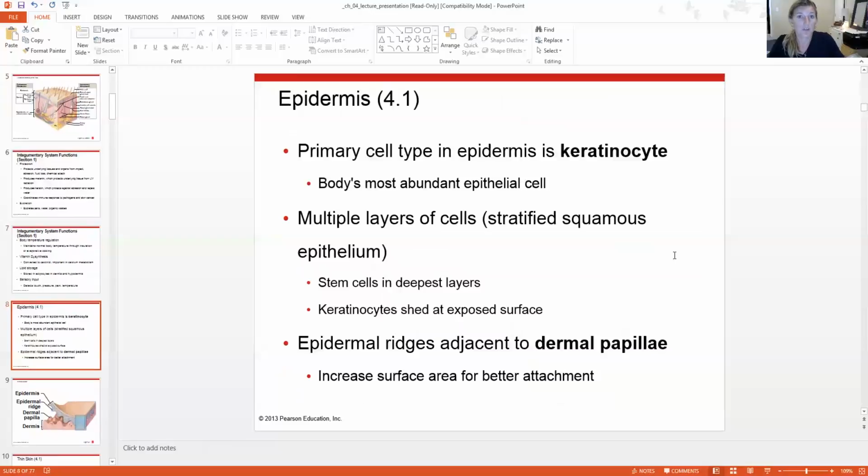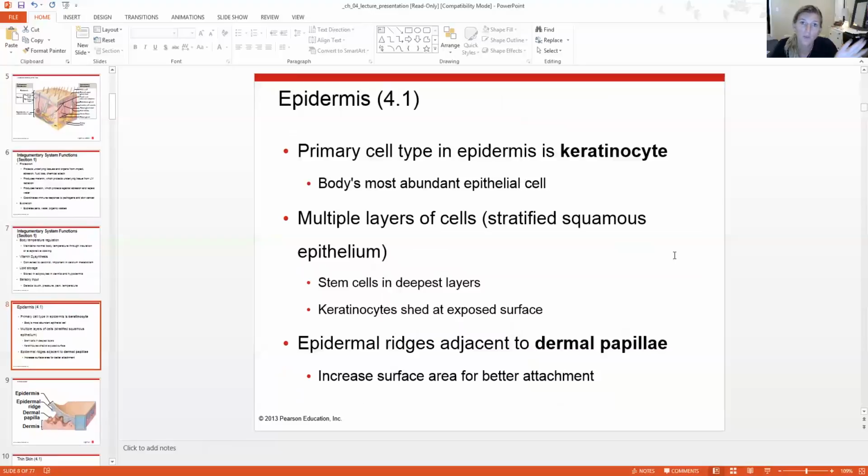So our epidermis, this is moving into the next section of your book. The epidermis is that top layer. It's what you see. The primary cell that is within the epidermis is called a keratinocyte. The keratinocyte is making up the majority of our epithelial cells.